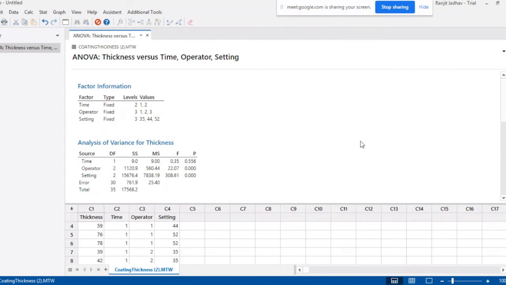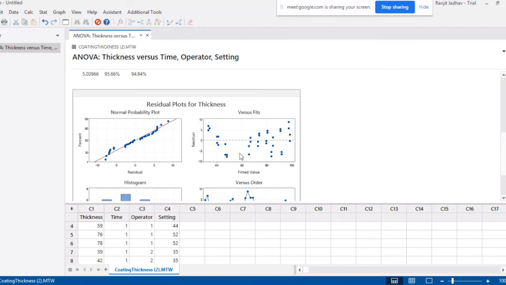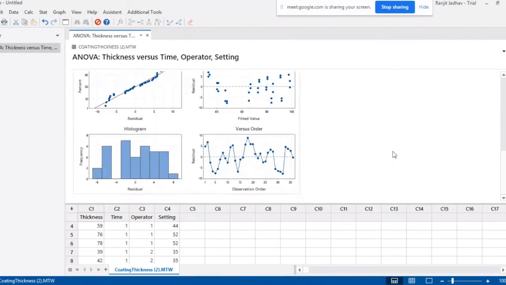Okay. Sir, it is not showing R square adjusted. Yeah, normally we check the R square value. R square adjusted will be less than R square. R square prediction will be further less. But normally if you check the R square value, it is sufficient. Okay, sir. Thank you, sir. Yeah.